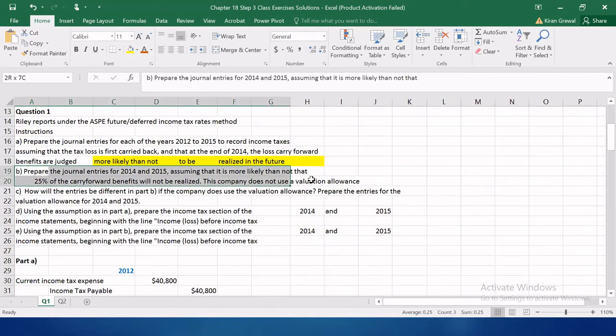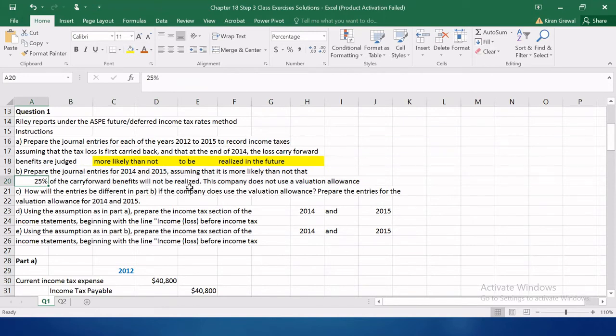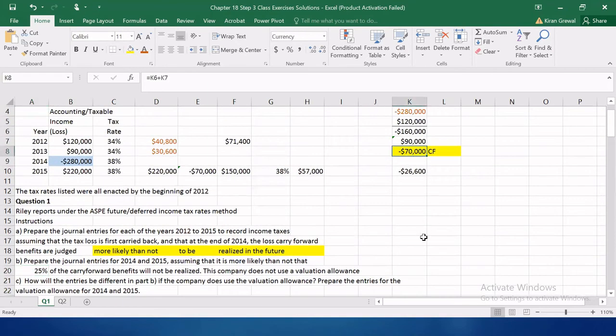Part B says, prepare the journal entries for 2014 and 2015, assuming that it's more likely than not that 25% of the carry forward benefits will not be realized. The company does not use a valuation allowance method. So they're saying that out of this $70,000 of carry forward that we've calculated, the company thinks that 25% we will not be able to use. So it's only probable that 75% of the 70,000 will be used.